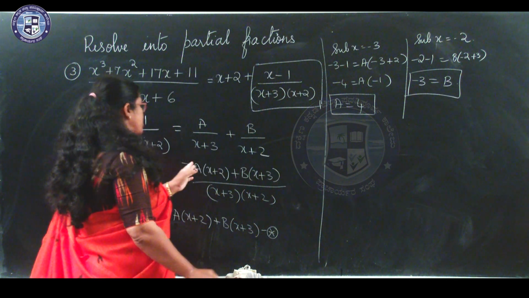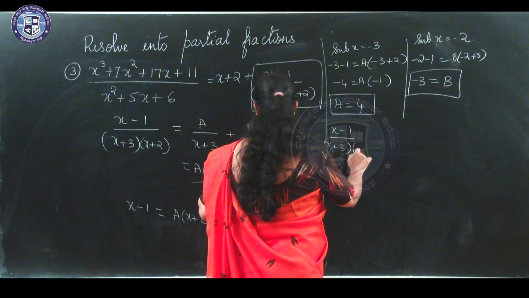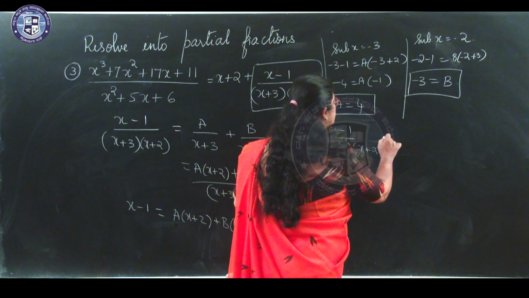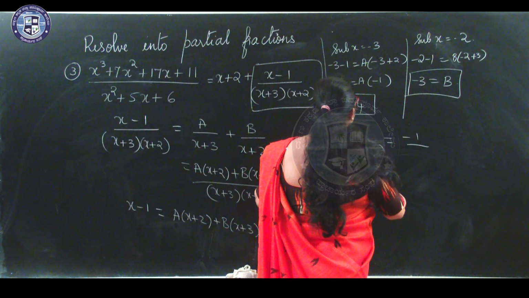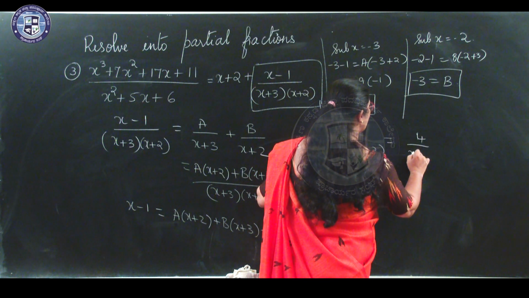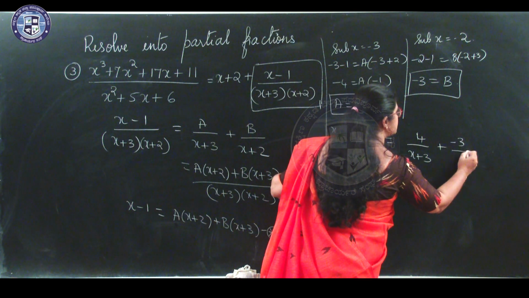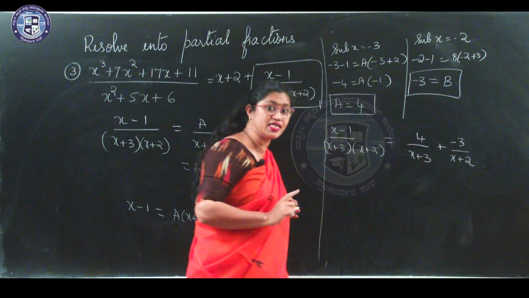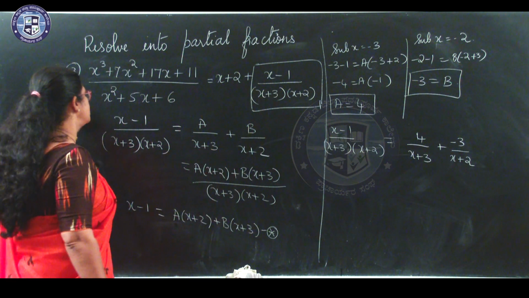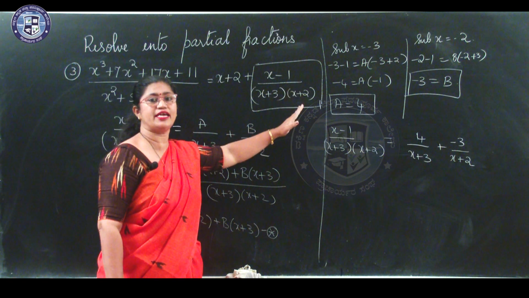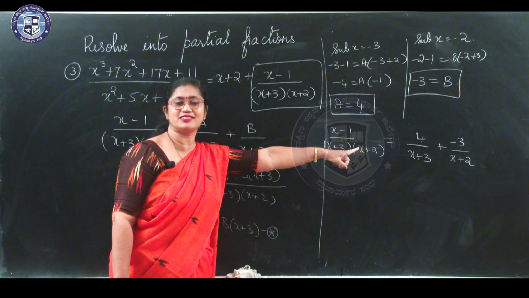So now this fraction x minus 1 by x plus 3 into x plus 2 is equal to a by x plus 3, and a value is 4. So 4 by x plus 3 plus b by x plus 2, minus 3 by x plus 2, but this is not the answer. This is not the answer. The main answer is here. This is what you have to write as your final answer. In the place of this one, you have to write the answer that you got there.